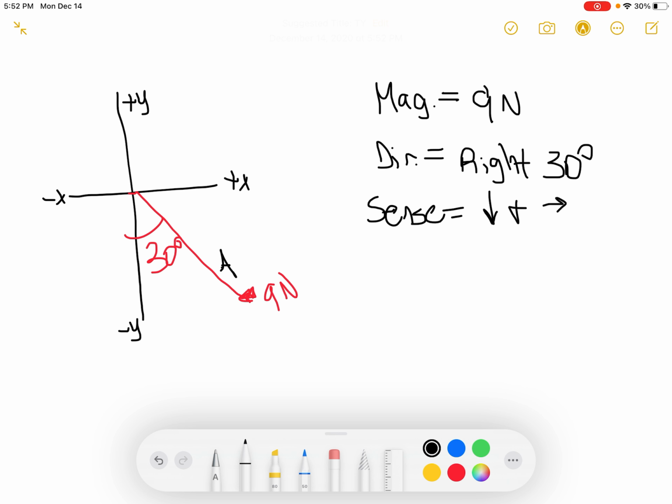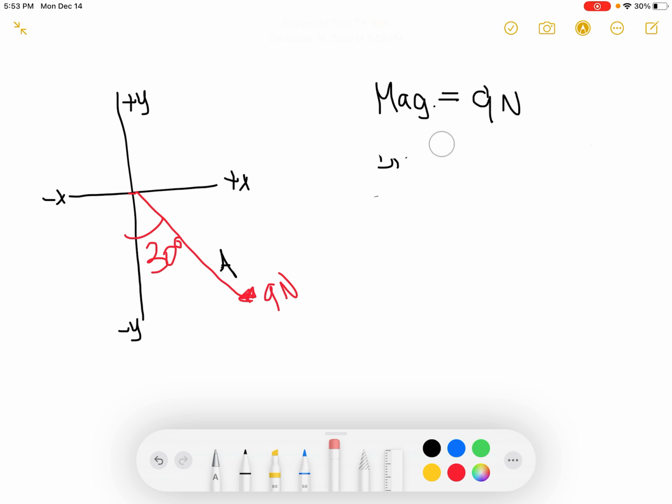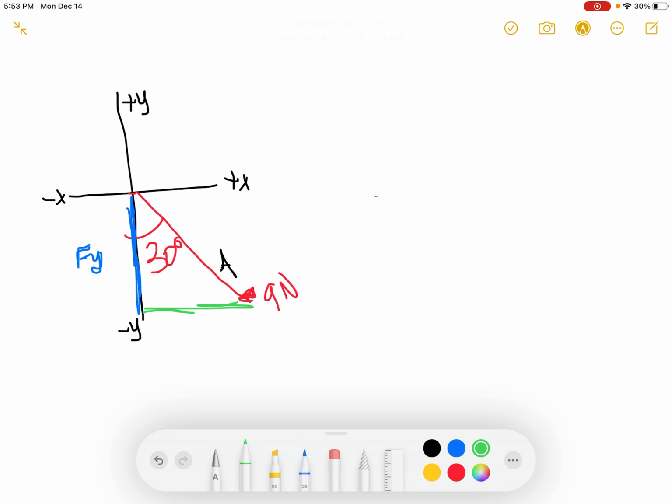Well, let's see. How do we do this? I didn't explain how to do this in the last video, but I will explain how to do it in this video. So let's use blue right here, and this will be the y component. And remember, I said in the last video, y component can be represented with Fy. Then the x component can be represented with Fx.